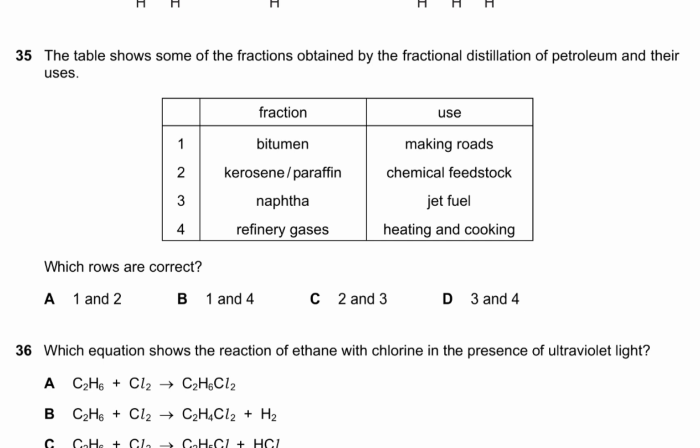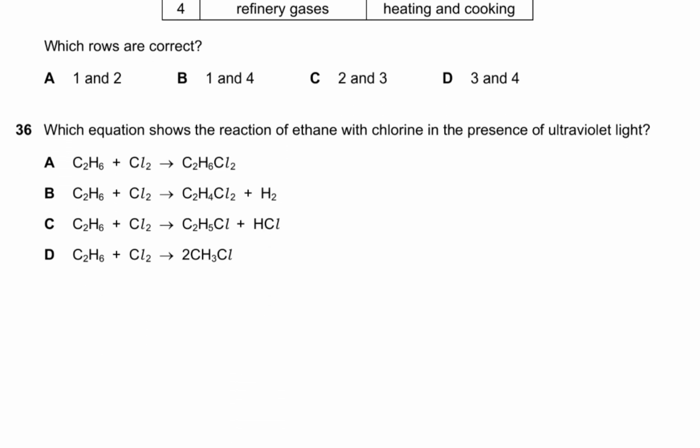Which equation shows the reaction of ethane with chlorine in the presence of ultraviolet light? So we have C2H6 and chlorine is reacting with it, and chlorine is making the bond with it. So which equation shows the best one? That is the C option. You can clearly see that C2H6 and chlorine is reacting with it. One of the hydrogens is replaced. One chlorine will form the bond with hydrogen, hydrochloric acid forms, and one chlorine will replace that position. So the C option is correct.